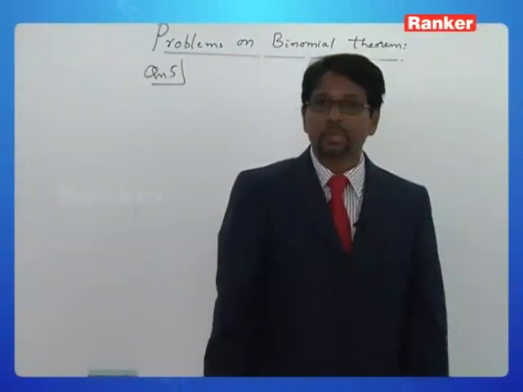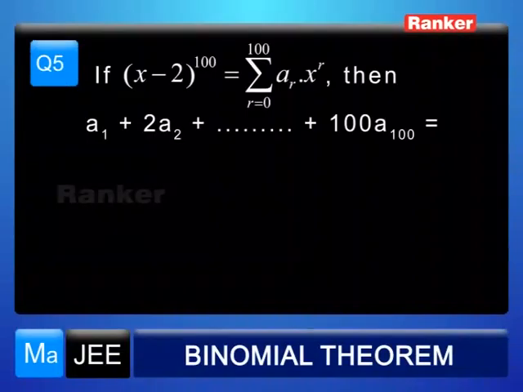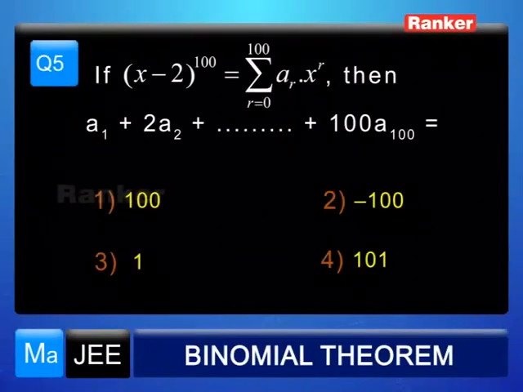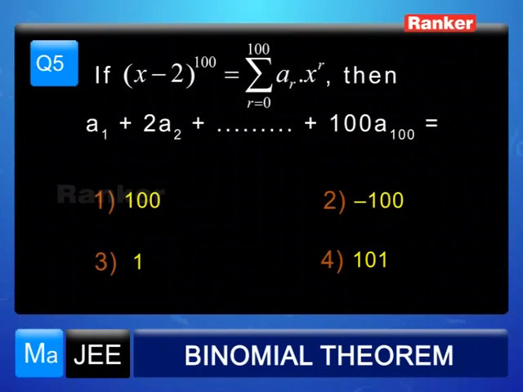Now let's move on to the next question. If (x minus 2)^100 is equal to summation over r ranging from 0 to 100 of a_r x^r, then a1 plus 2a2 plus 3a3 and so on up to 100 into a100 is equal to: first option 100, second option minus 100, third option 1, and fourth option 101.